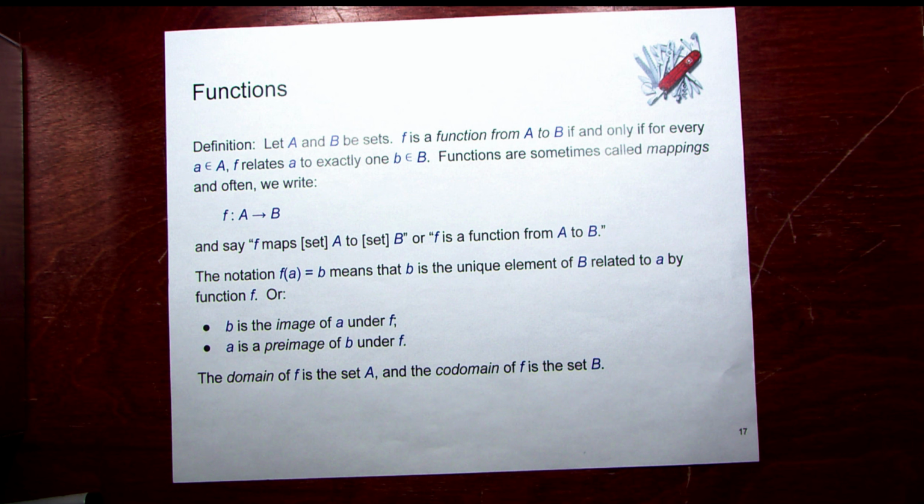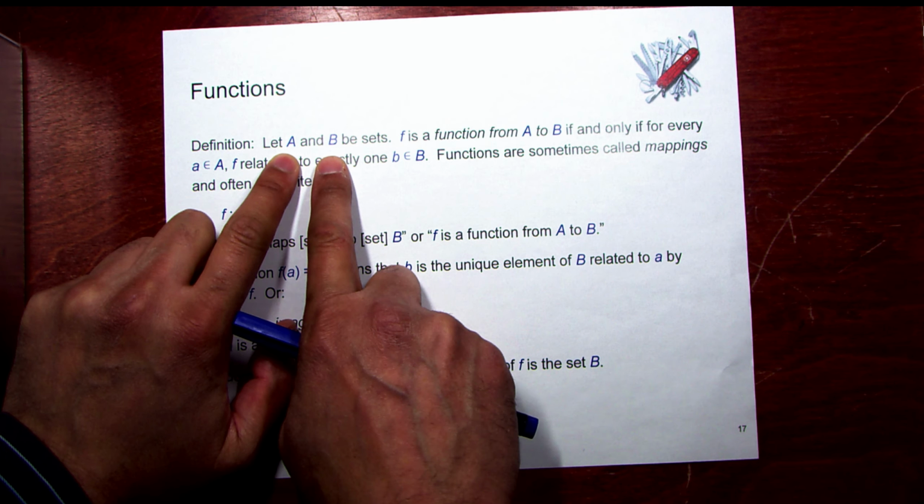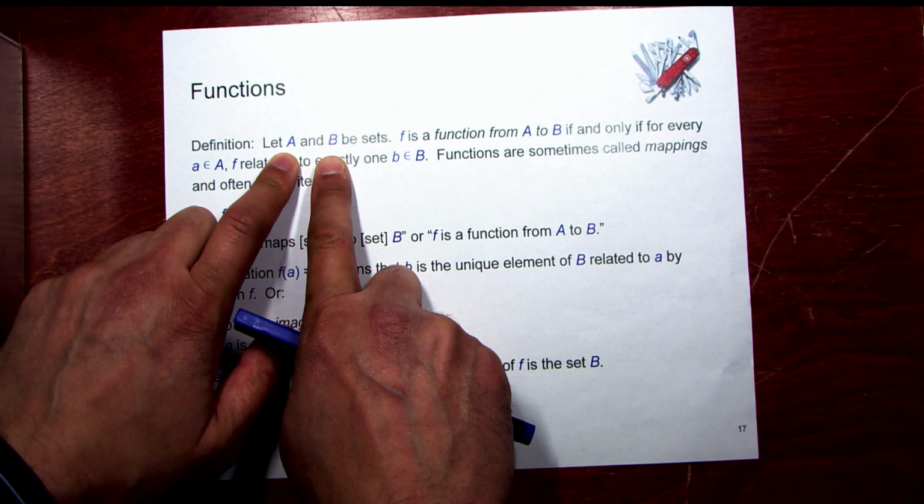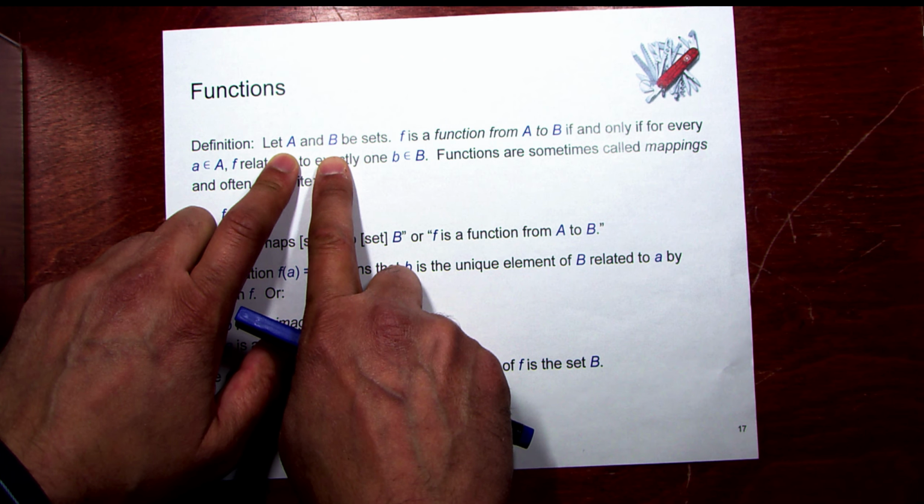Okay, so what are the definitions? All right, first of all, let A and B be sets, and I color-coded them blue because we have lowercase a's and lowercase b's, and it's sort of hard to tell what's a variable and what's not, so anything that's a variable here should be blue. Anyway, A and B be sets. F is a function from A to B. A is like the from set, B is like the to set.